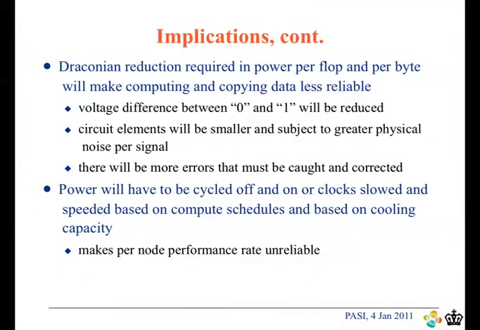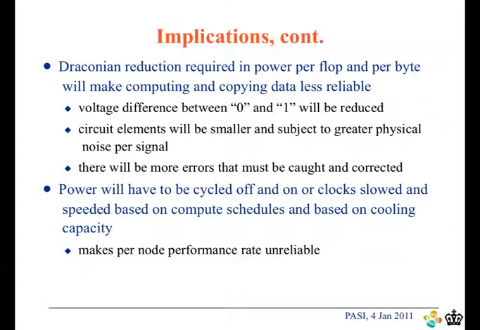There's a draconian reduction in power per flop and per byte that will make computing and copying much less reliable. The voltage difference between 0 and 1 will be reduced almost to the noise level. So statistics may have to enter into doing floating point operations. Circuit elements will be smaller and subject to greater physical noise per signal. We can no longer compute at Los Alamos because there's more cosmic radiation there than down at sea level.